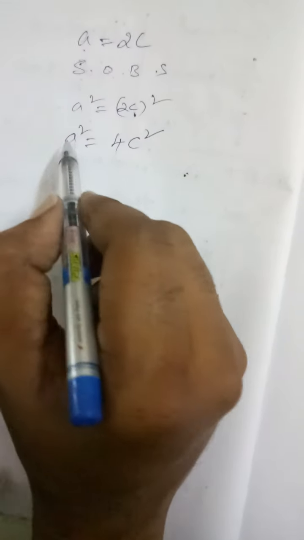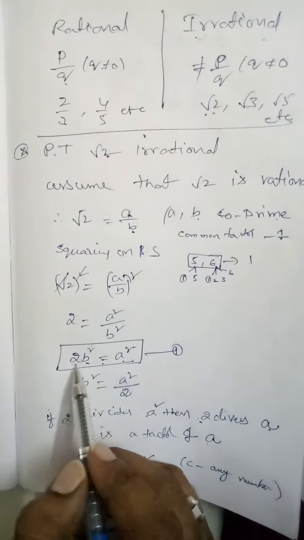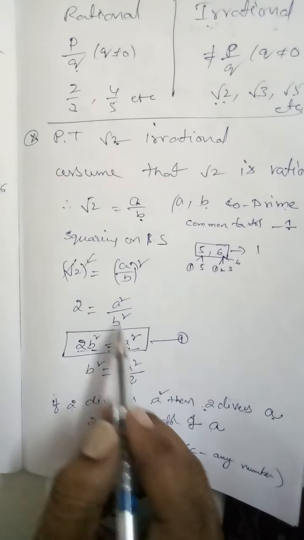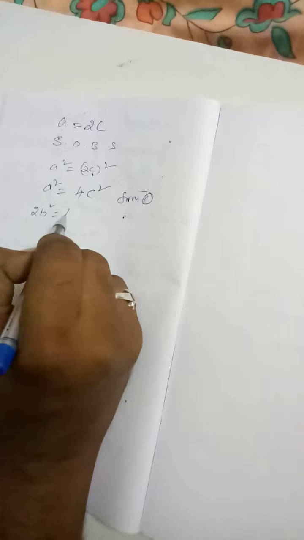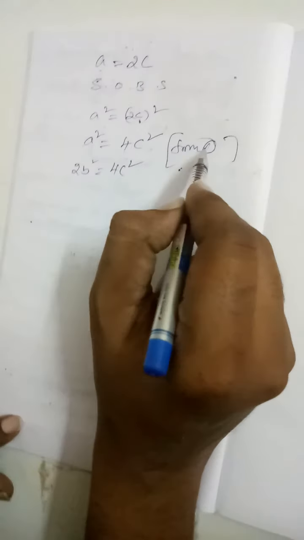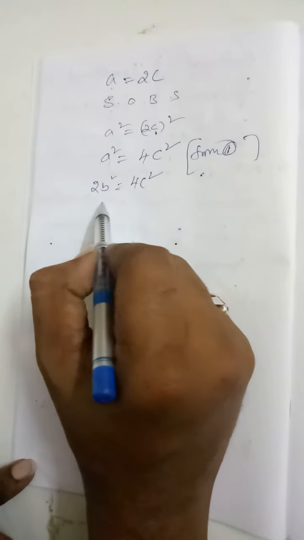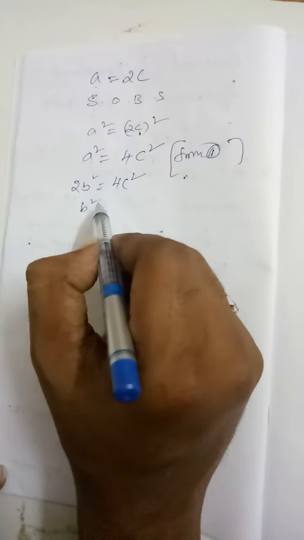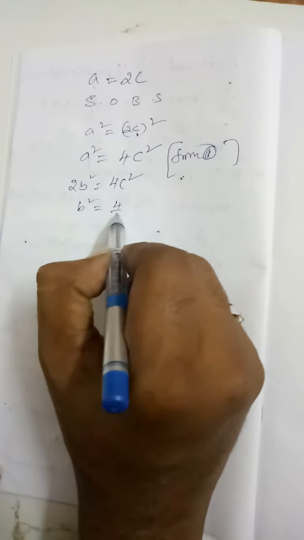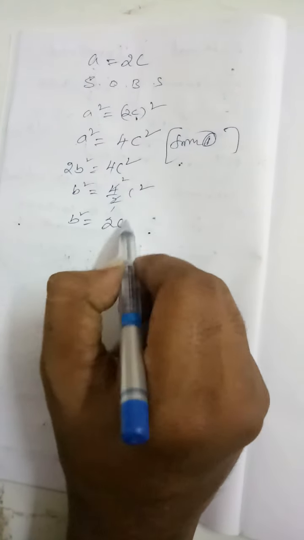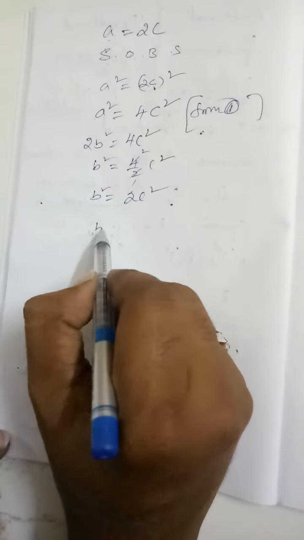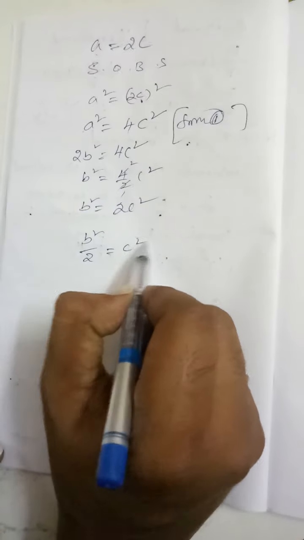But already from equation 1 I told you that step is important. Here a square is equal to 2b square. So the a square value is 2b square, and I'm substituting in place of a square. So 2b square is equal to 4c square from equation 1. Remember it. So b square is equal to 4 by 2 c square. So b square is equal to 2c square, so b square by 2 is equal to c square.